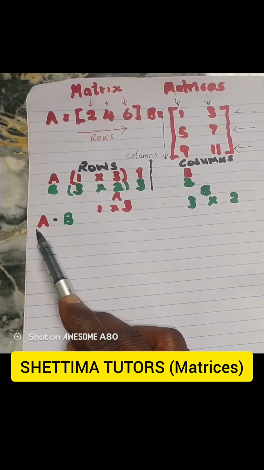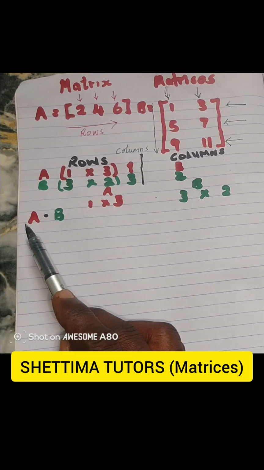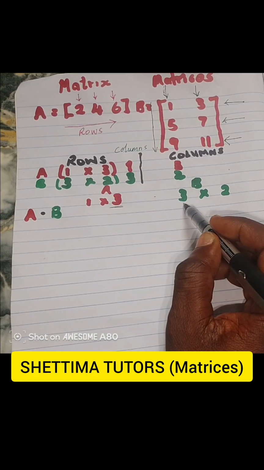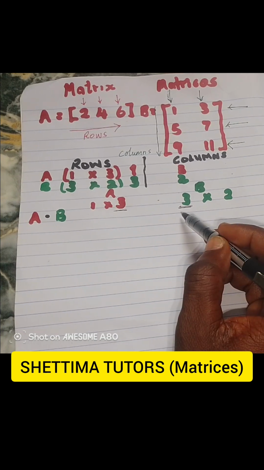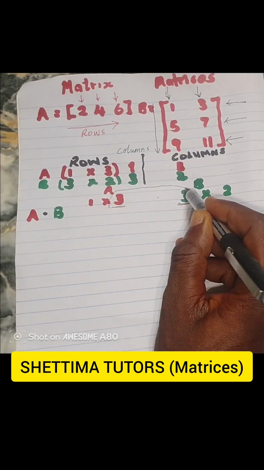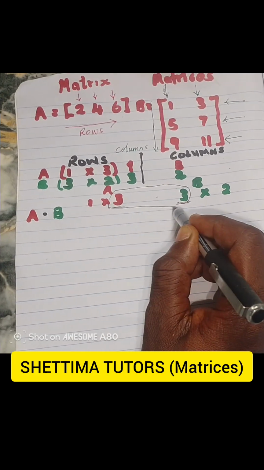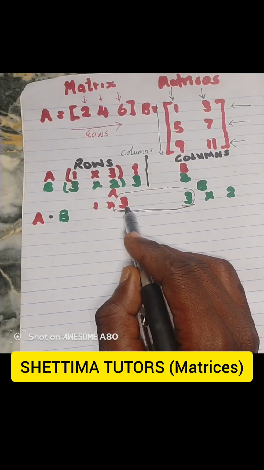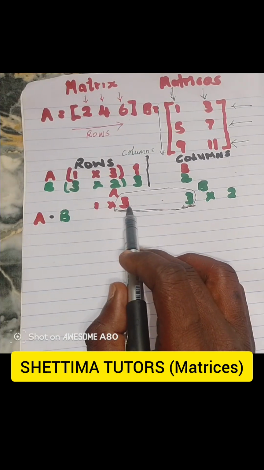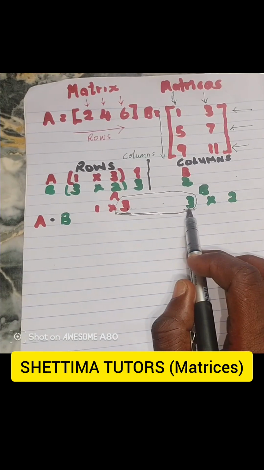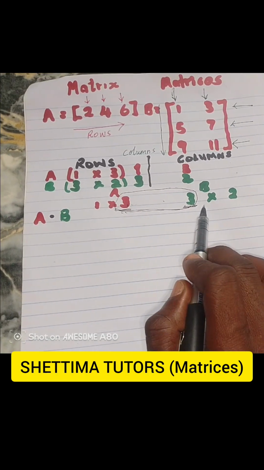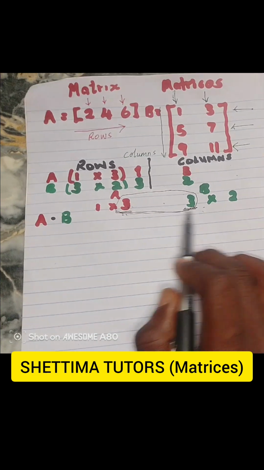If you want to multiply matrices, the first thing to consider is that this and this must be the same. The column in the first matrix must be the same as the row of the second matrix. Column of the first, row of the second. Before you multiply matrices, you must ensure that these two are the same.